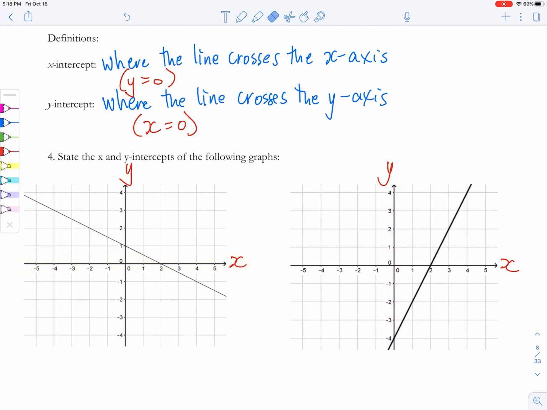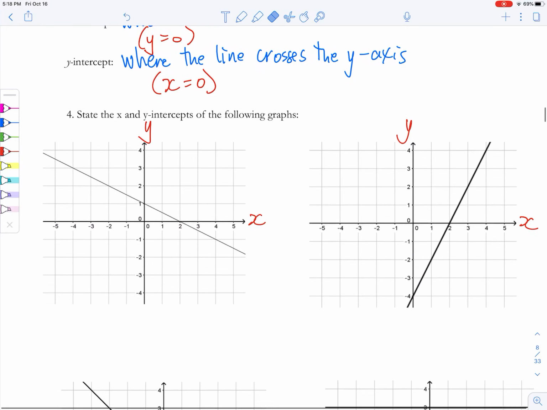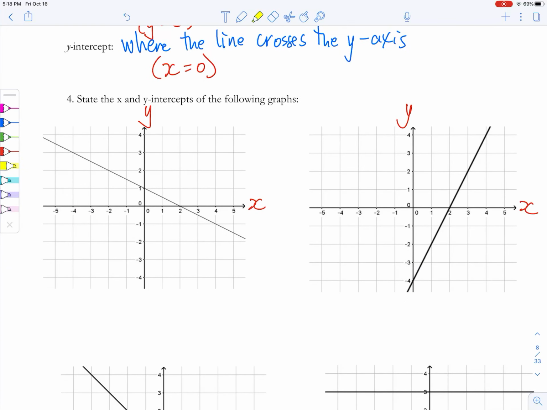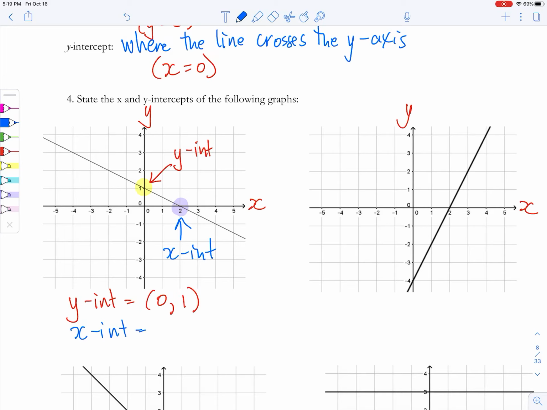All right, so for these, they would like us to state the x and y intercepts of the following graphs. So that's a y-intercept. And this y-intercept is right there. It has an x value of 0 and then a y-coordinate of 1. For the x-intercept, it's right here. So our x-intercept is going to be x is 2, and in this case, y is 0.